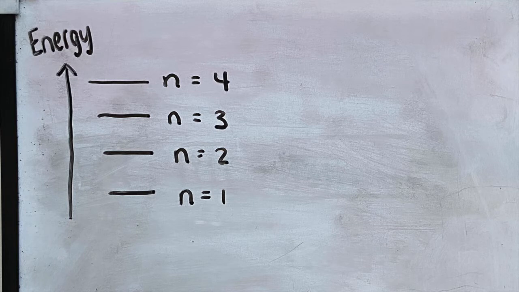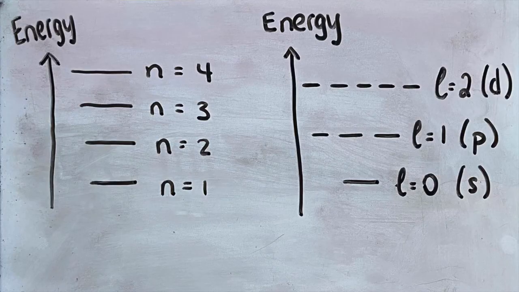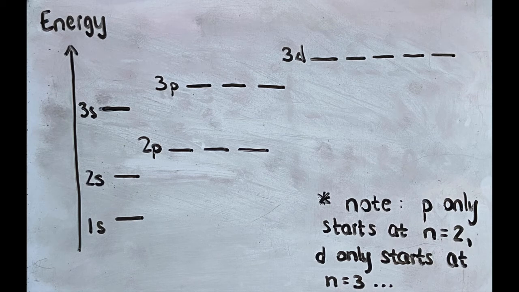Electrons fill up atomic orbitals in terms of increasing energy. The lower the principal quantum number, i.e. the closer to the nucleus, the lower the energy. Additionally, the lower the angular momentum number, the lower the energy. In other words, s orbitals are lower in energy than p orbitals, which are lower in energy than d orbitals, and so on. This information can be represented in an energy diagram as shown here.